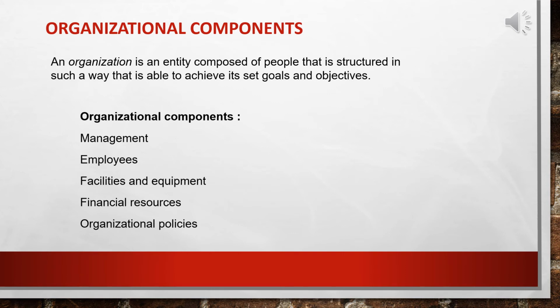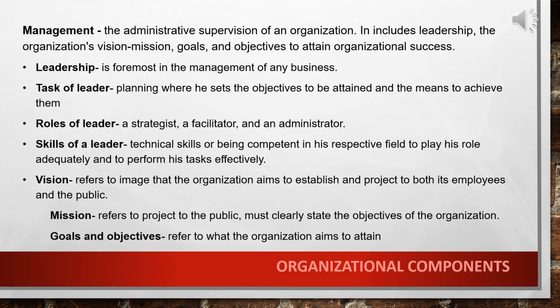Organizational components. An organization is an entity composed of people that is structured in such a way that it is able to achieve its set goals and objectives. It consists of elements that act and work together through coordinated activities. The organization components are management, employees, facilities and equipment, financial resources, and organizational policies.